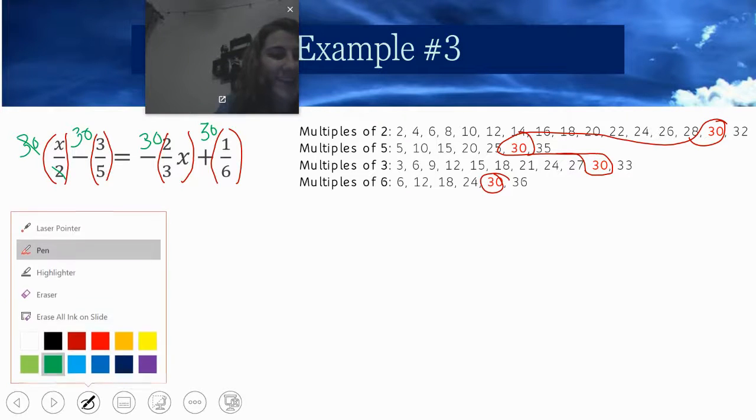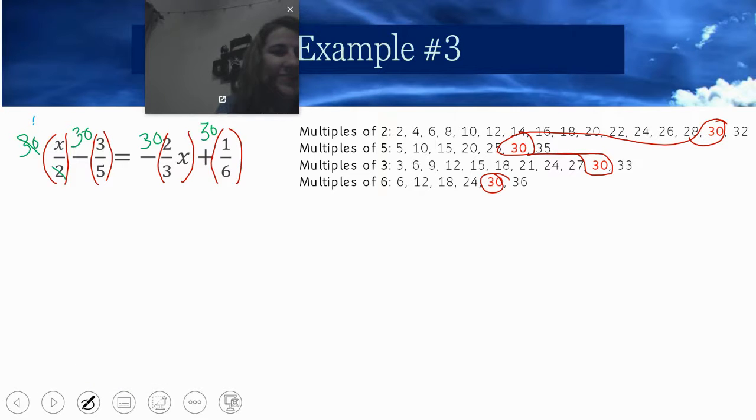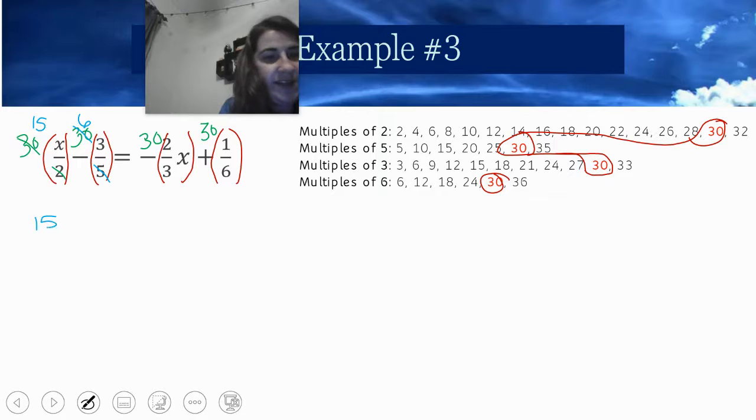If I can actually get this thing to work. So 15. 30 divided by 5 is 6. Oh, sorry, I forgot a step. So 15 times x gives me 15x. Now I'm bringing down my minus, and then I did 30 divided by 5, which gives me 6. 6 times 3 gives me 18. So see how I'm taking the 6 and the 3 to get 18.